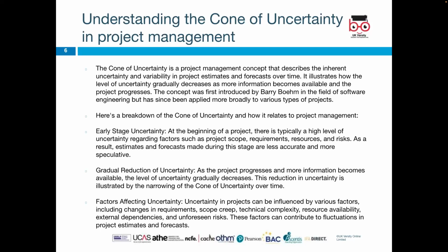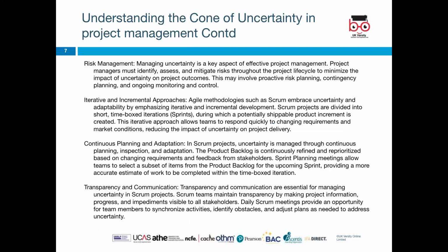Factors affecting uncertainty. Uncertainty in projects can be influenced by various factors, including changes in requirements, scope creep, technical complexity, resource availability, external dependencies, and unforeseen risks. These factors can contribute to fluctuations in project estimates and forecasts. Understanding the cone of uncertainty in project management. Continuation.